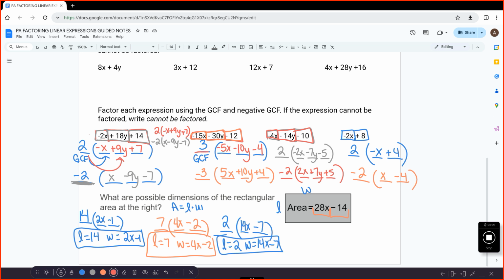All right, and then one more that might seem obvious, but people forget about it, is you could have a 1, and then it would just be 28x minus 14. So your length would be 1, and then your width would be 28x minus 14. All right, so any of these answer choices would possibly work for this question, and you could flip-flop the length and the width.